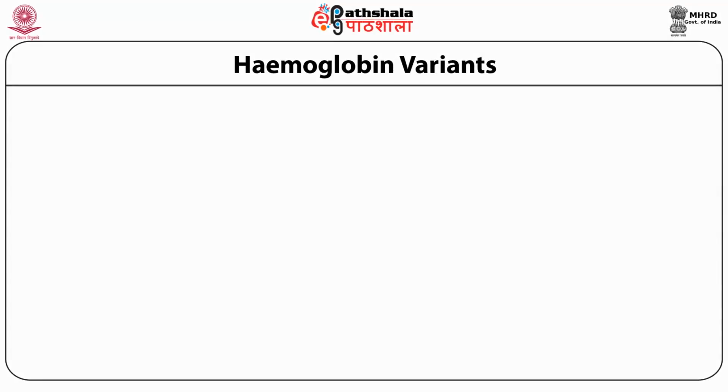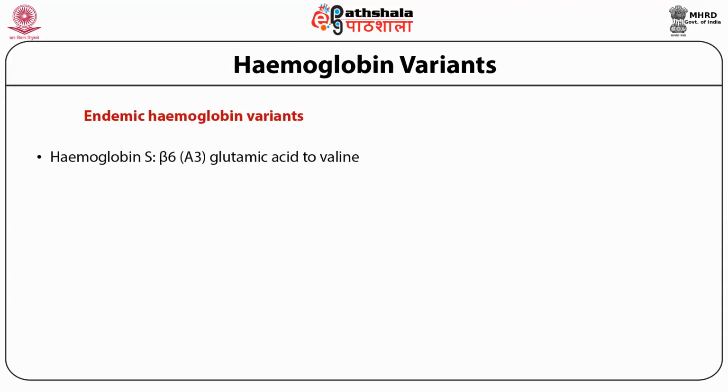Endemic hemoglobin variants. The first one is hemoglobin S, that is beta 6 (A3) glutamic acid to valine. This is the most commonly found hemoglobin variant, mostly found among black people but also found around the Mediterranean Sea and in India. Sickle cell hemoglobin, abbreviated as HbS, is a molecular abnormality of the beta globin chain with the substitution of glutamic acid by valine at the 6th codon position. This particular mutation grossly affects the solubility and crystallization of this hemoglobin under conditions of hypoxia.